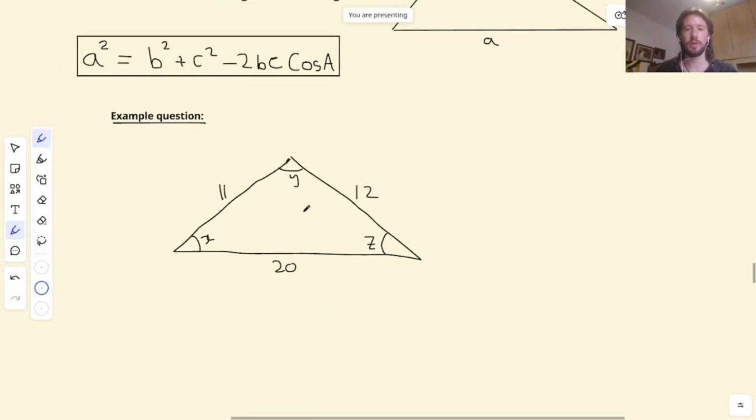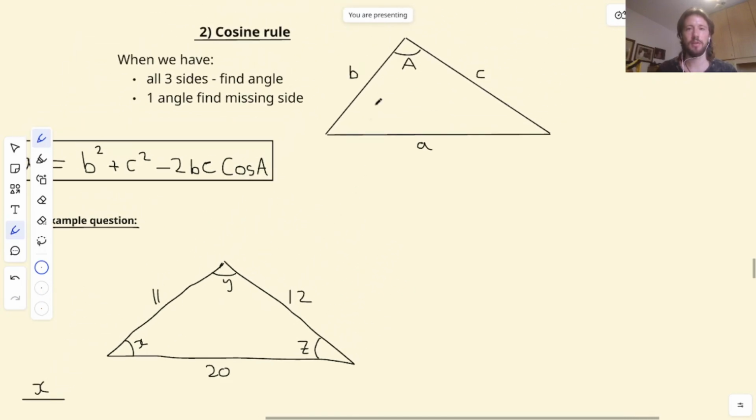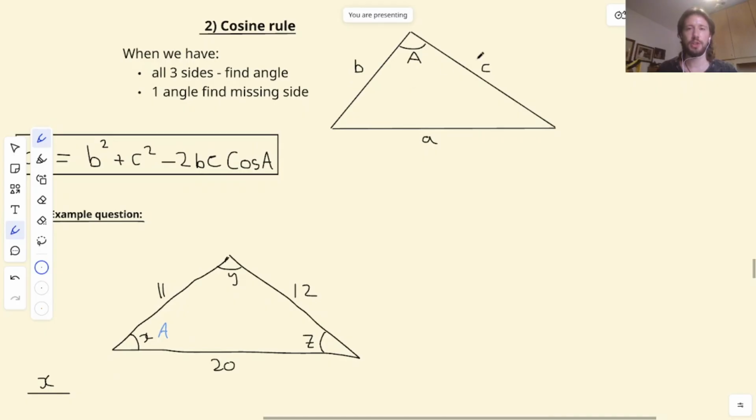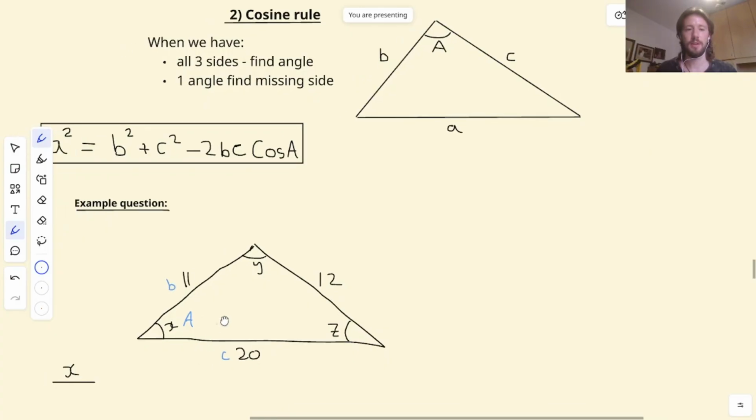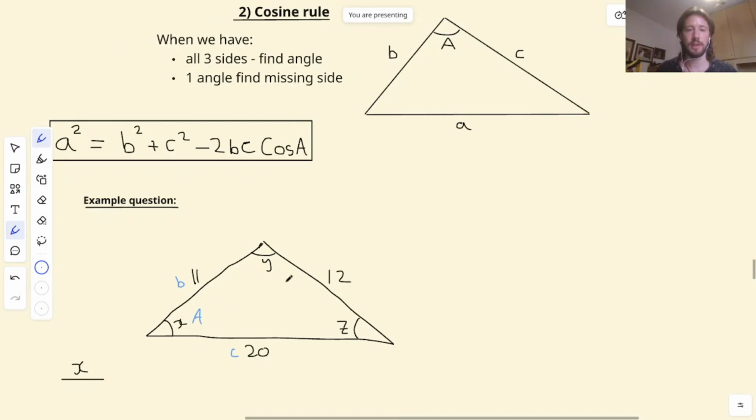How are we going to use the cosine rule to do this? Well, first we need to choose which angle we're going to start with. I'm going to say X. And then what we're going to have to do is label all the sides relative to that angle X. So remember, A is now our X, all right? And that means that the sides sandwiching our angle X, 11 and 20, are our B and C. It doesn't matter which one's B or which one's C. And that means that 12, the side opposite to X, is our lowercase a side.